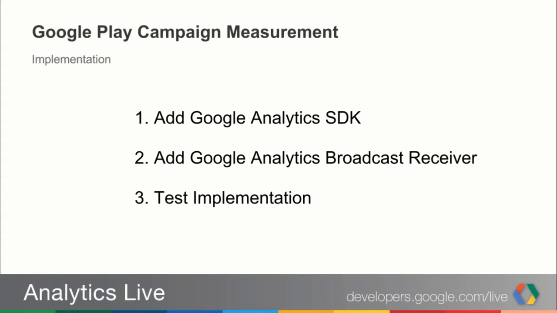This is optional, really, but it's a good idea to test the implementation just to make sure it works. A lot of times, if it doesn't work and you push the app to Google Play Store, then you've got to push it all over again just to start getting campaign information, and that's a pain, so it's good to test. And then 4, to generate your Google Play URLs. So the URLs you're going to be using to send people to your app's page on Google Play.